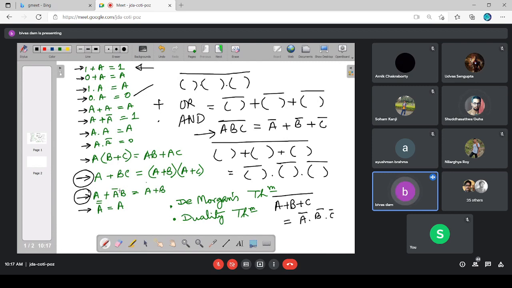And De Morgan's theorem: if you follow whatever statements I have given, from that you can come to this point as well as from this point. Were you able to follow my statement? Yes, sir. So up to De Morgan's theorem, it is okay. Now A plus A bar B is equal to A plus B. Let me go for that one.